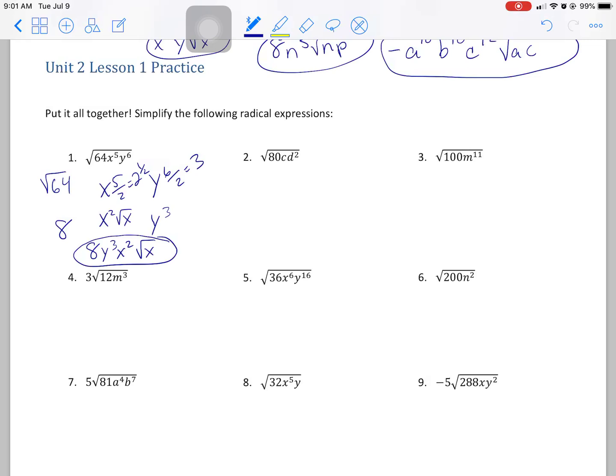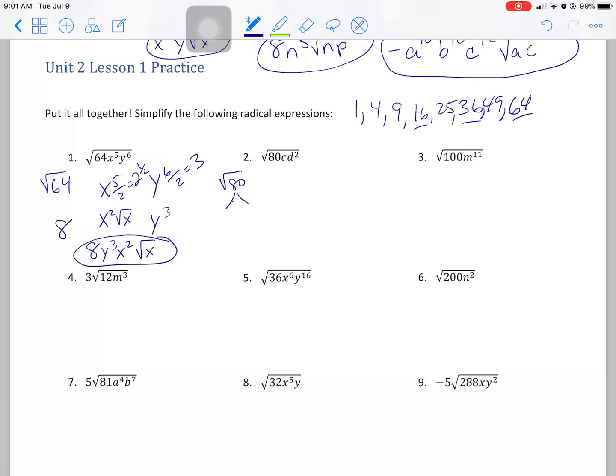Okay? Square root of 80. 80 is not a perfect square. Think of the list of perfect squares: 1, 4, 9, 16, 25, 36. 80 is a big number, so any of those could be a factor. If you have to try them individually, try them individually. Try to guess. It ends in an even number, so I'm thinking any of these would work.